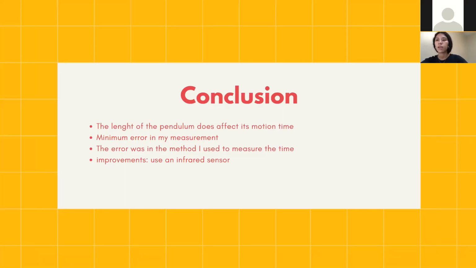And an improvement I can suggest for these experiments would be to use an infrared sensor and to put this in the middle of the pendulum. So it will detect exactly when the pendulum passes through the middle, and by using this, it will reduce the error in my times, because it would calculate the period in a more exact way.